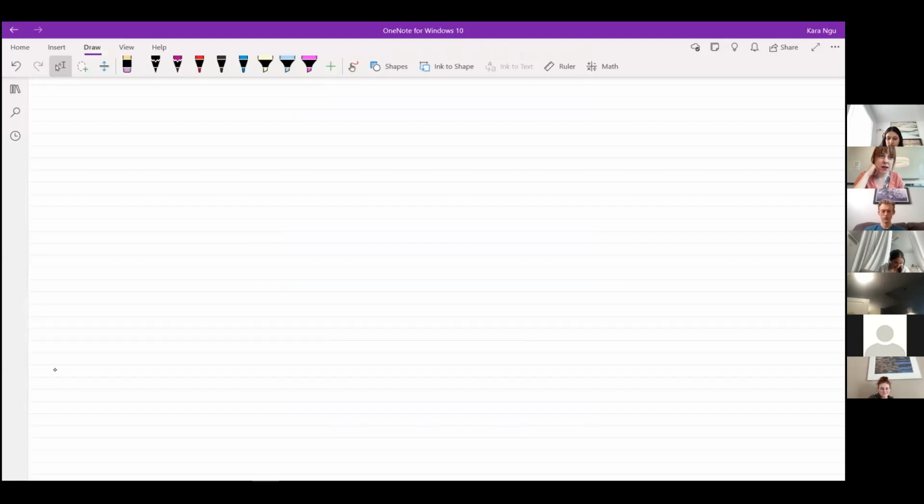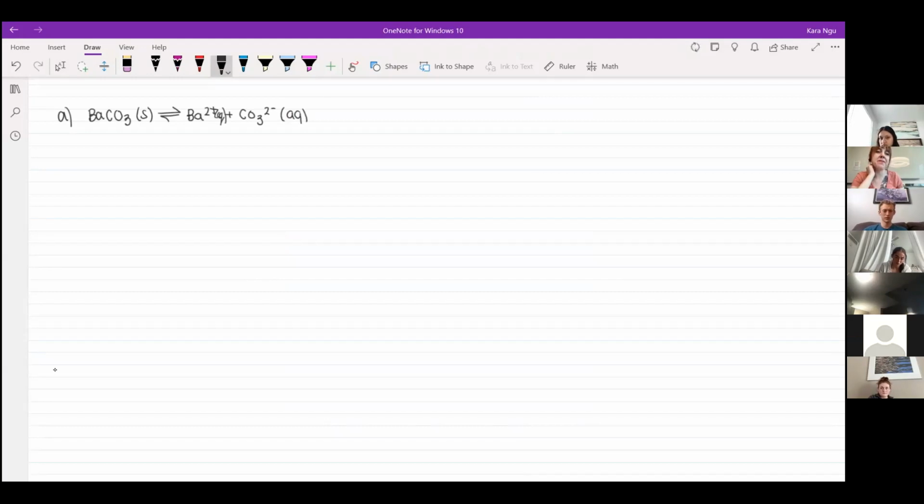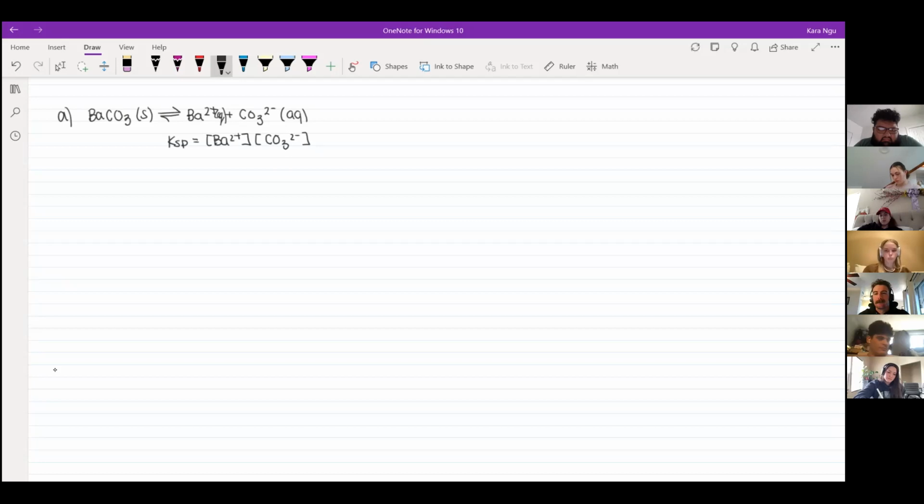So the first one was barium carbonate, which is a solid, and it dissociates into barium 2 plus and carbonate 2 minus. Those are both aqueous. Cool. Should I do the second one? Well, what's the KSP for that then? Oh, yes. KSP will be the concentrations of barium 2 plus and carbonate 2 minus. Cool. Anybody have any questions? Get something different?